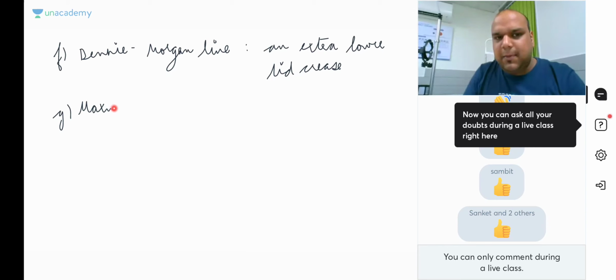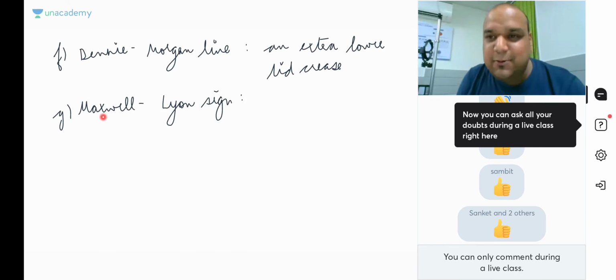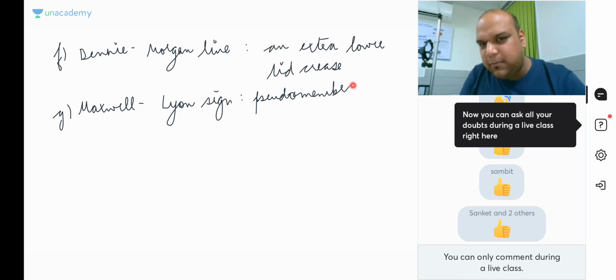Then there is something called Maxwell-Lyon sign. If you see cricket, everybody, these are the names of two Australian cricketers, Glenn Maxwell and Nathan Lyon. Yes, so Maxwell-Lyon sign. This is pseudo membrane formation.